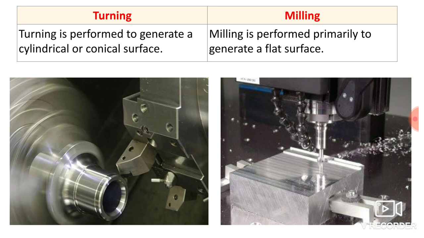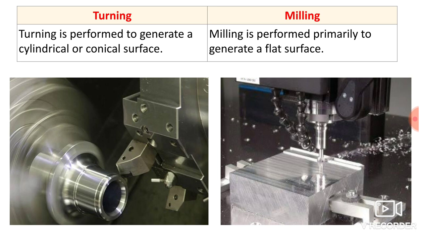If the feed is along only one axis, along the z axis, then you will get cylindrical components. So turning is performed to generate a cylindrical or conical shape only. Then milling is performed primarily to generate a flat surface. The purpose of the milling operation is to produce a flat surface.